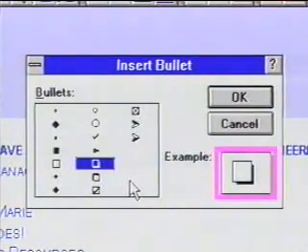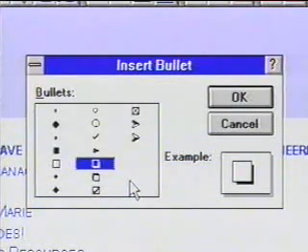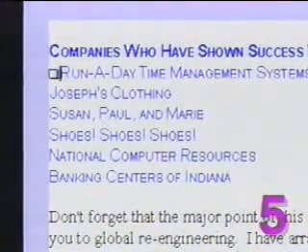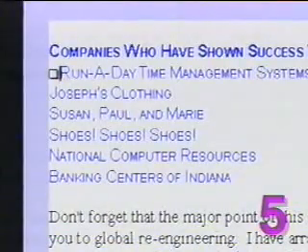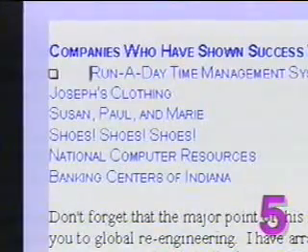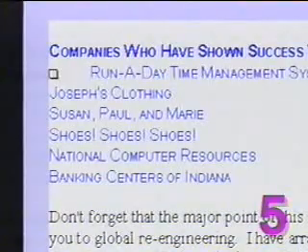And a sample appears in the example box. To insert the bullet, we click on OK. And the bullet appears in the document. Now, let's press the Tab key to put some space between the bullet and the text. That looks pretty good, so let's take a moment and format the rest of this list.